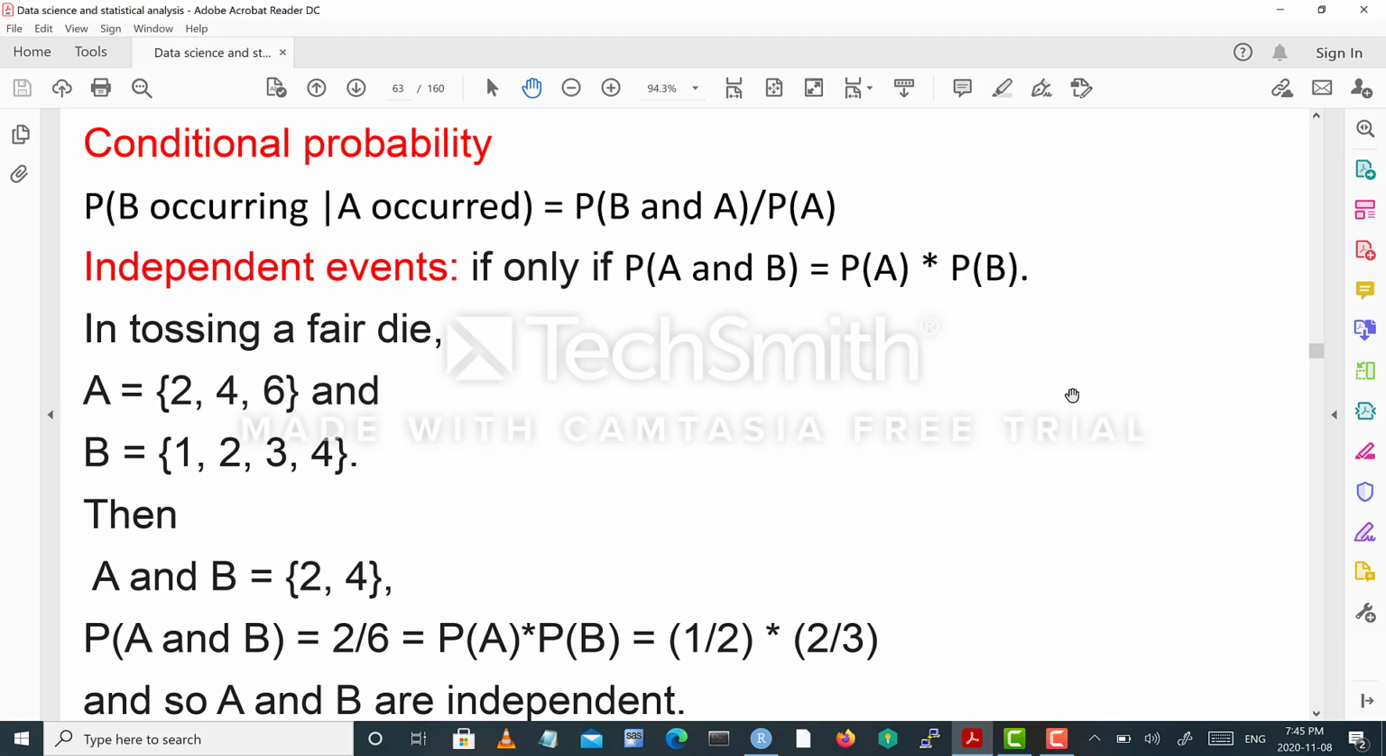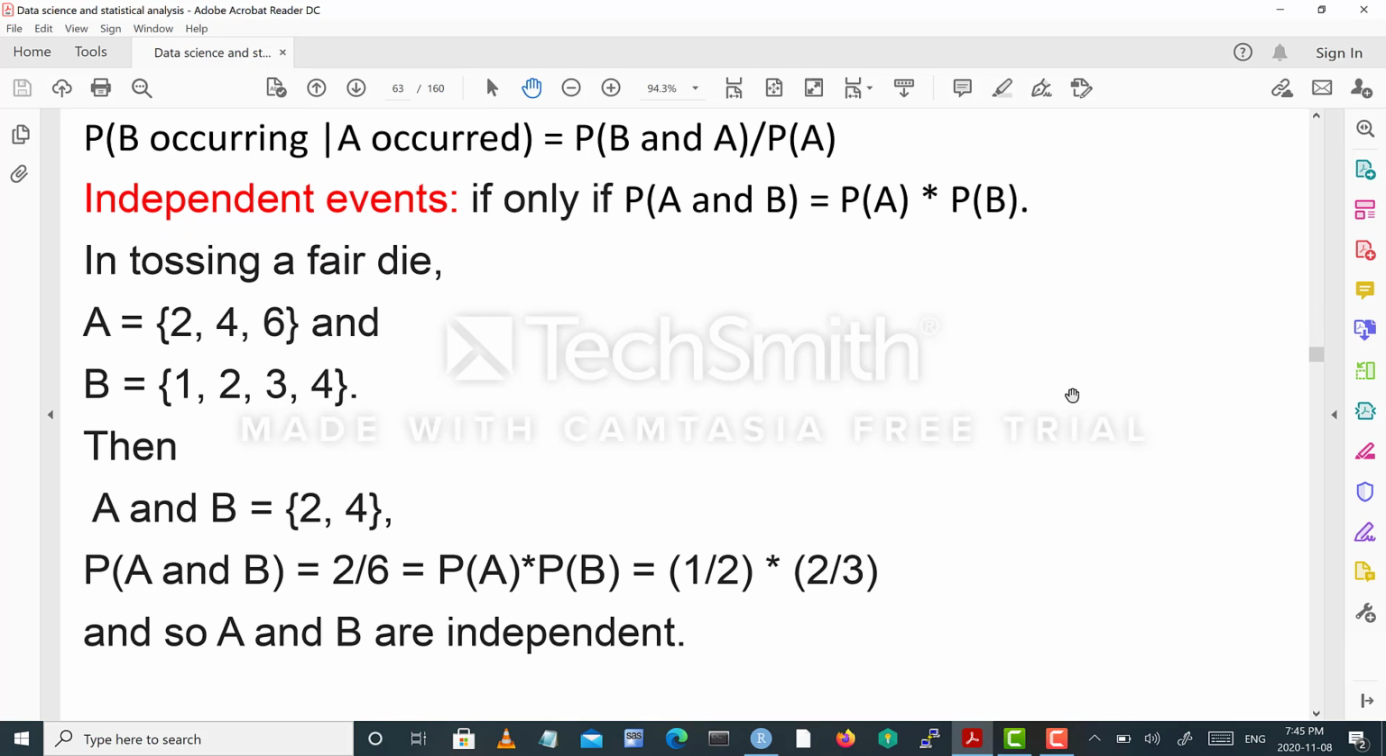P(A) is equal to 3 over 6, which is 1/2. P(B) is equal to 4 over 6, which is 2/3, and we have 1/2 times 2/3, so it is equal to 1/3. And 1/3 equals 1/3, so A and B are independent.